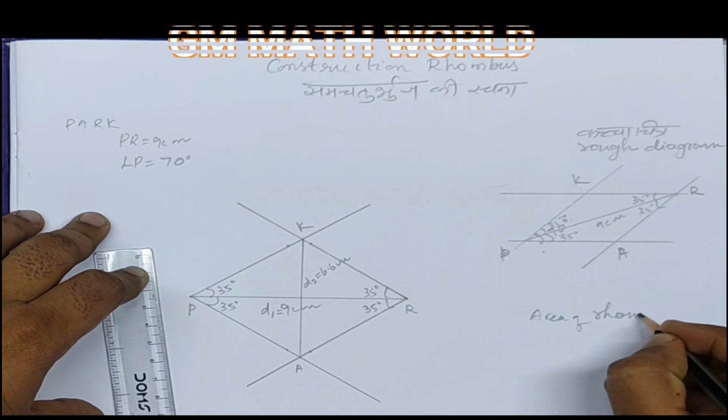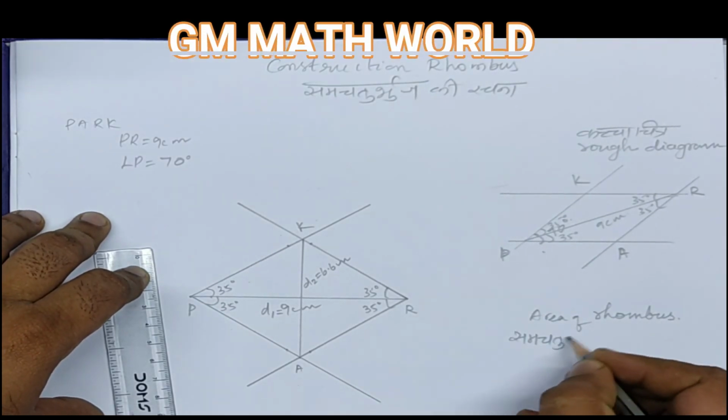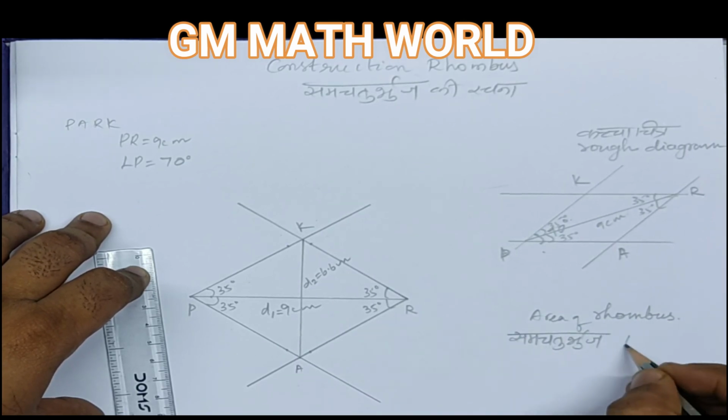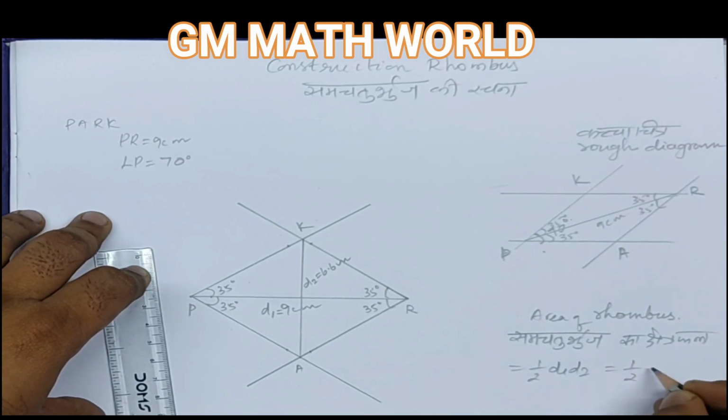Area of rhombus is half into D1 into D2, equal to half into 6.6 into 9 centimeter. 3.3 is half of 6.6, and 3.3 into 9 is 29.7 centimeter square, which is the required area of the rhombus.